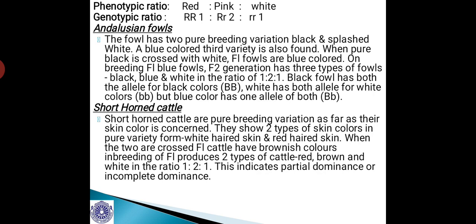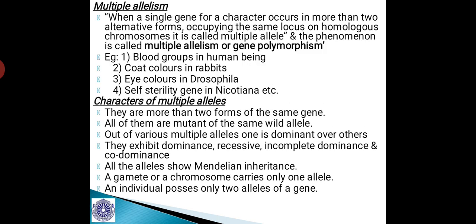When the two are crossed, F1 cattle have brownish color, and the inbreeding of F1 produces three types of cattle, that is red, brown and white, in the ratio of 1:2:1. And this indicates partial dominance or incomplete dominance. So these are a few examples of incomplete dominance, which is also called intermediate inheritance.